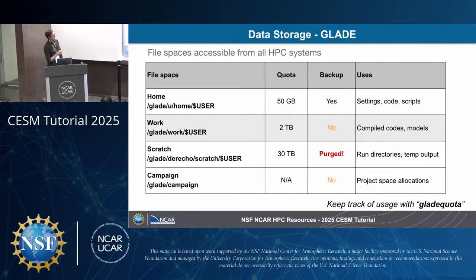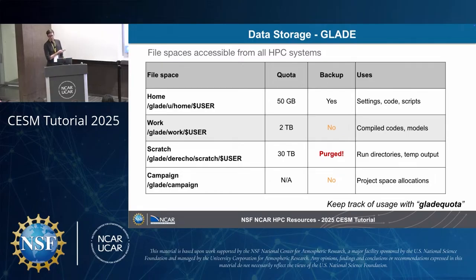But before, I want to talk a little bit about the data spaces that are available to you. We have mainly three that you need to worry about: home, work, and scratch. The important things are the size, how much data you can put there, and whether we back them up or automatically delete things for you. Home is 50 gigabytes, which is not a very big space these days, right? So you can't keep a lot of data in your home directory, like model output. It won't fit. It'll fill up very quickly.